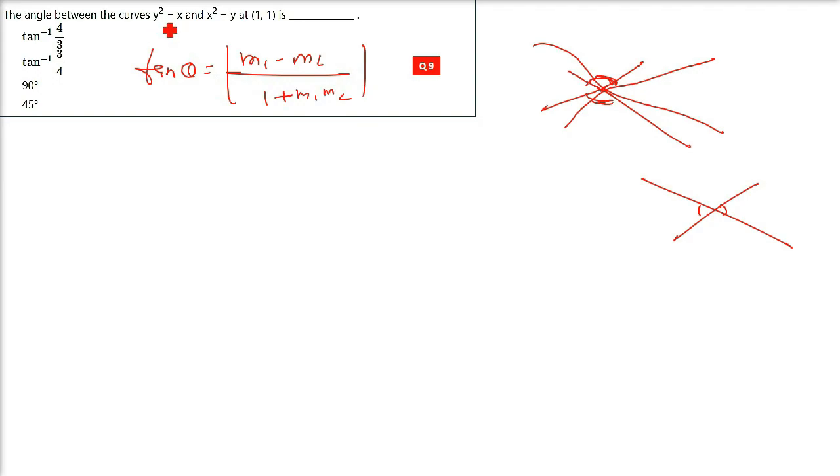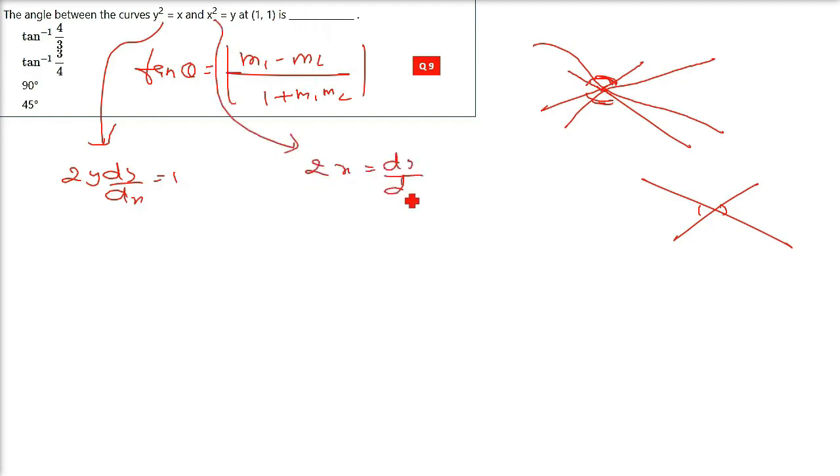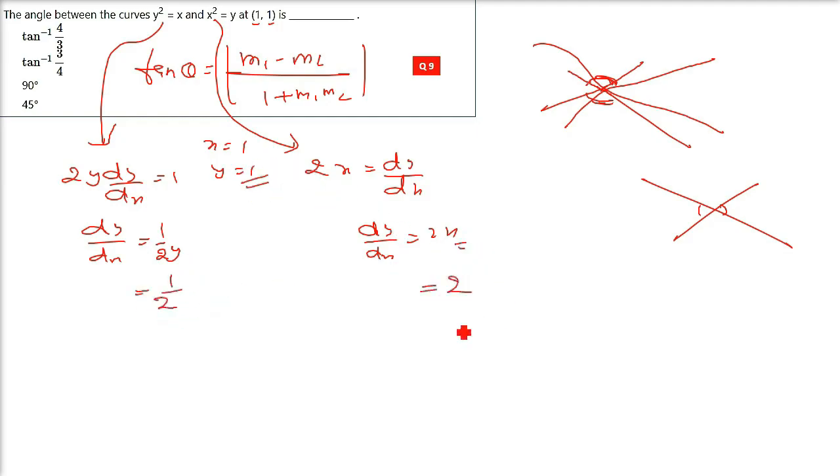Since this can be a vertically opposite angle sometimes, that's why we have the modulus or absolute sign. I've differentiated y square equals x. Now I'm differentiating x square equals y. Now we have to put x equals 1, y equals 1 wherever applicable. So dy by dx is equal to 1 by 2y, and dy by dx is 2x. Now just put x equals 1, y equals 1. On the left you can put y equals 1, on the right you can put x equals 1. So 1 by 2 and 2 are the slopes of these two curves.